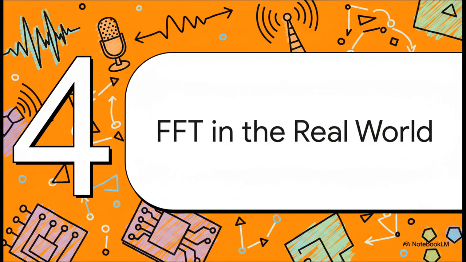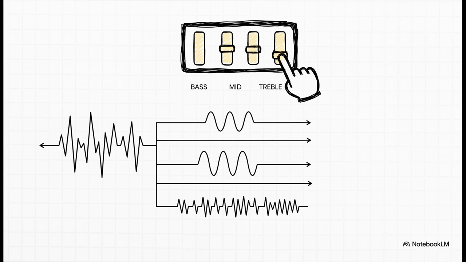The short answer? Pretty much everywhere. Okay, so anytime you've ever played with an audio equalizer, boosting the bass, cutting the treble, that's an FFT working right there, behind the scenes. It's what separates all the frequencies so you can actually mess with them.